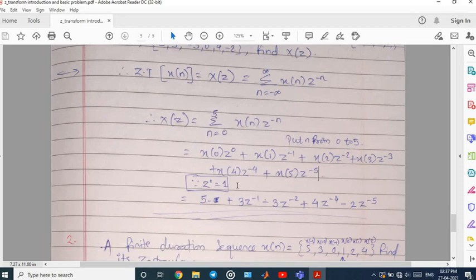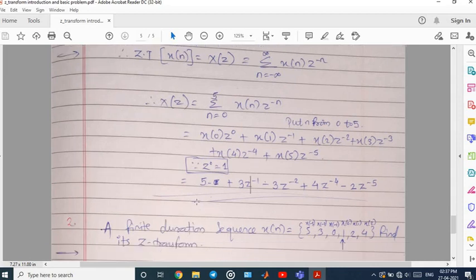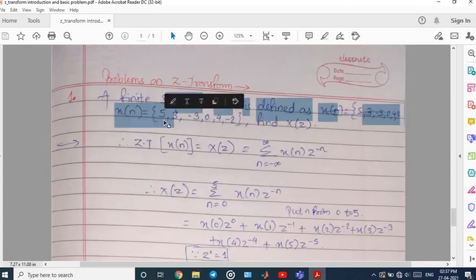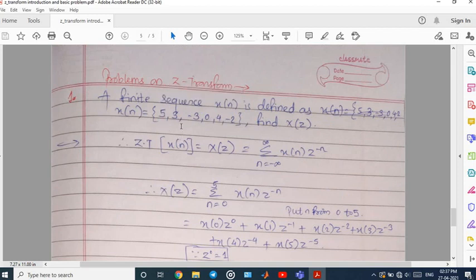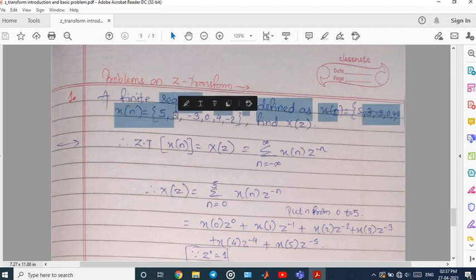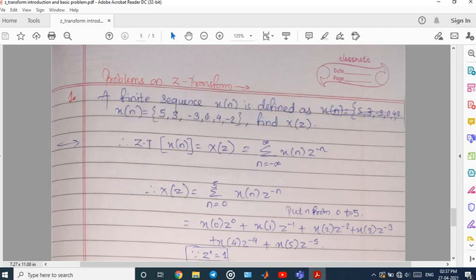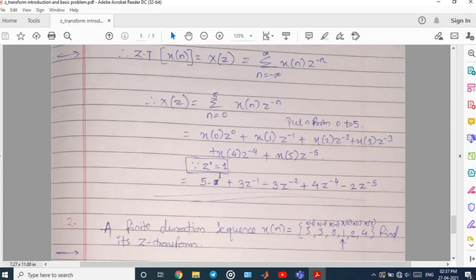Okay, so the value of z to the power 0 is 1. As e to the power 0 is 1, z to the power 0 is always 1. So just put the values. So now x of 0 value is nothing but this 5. This is x of 0, this is x of 1, x of 2, x of 3, x of 4, x of 5.